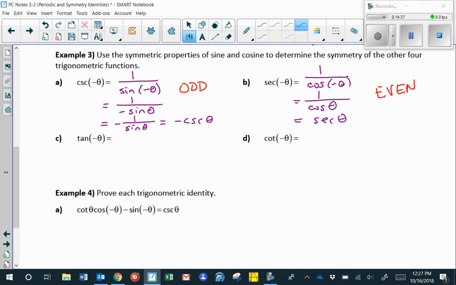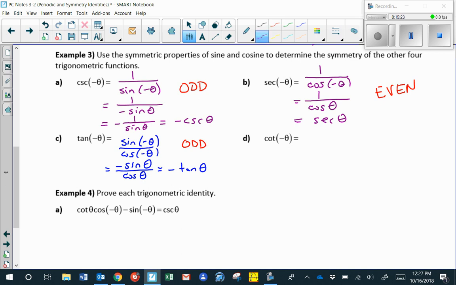Okay, now let's take a look at tangent. Tangent of the opposite of theta is equal to the sine of the opposite of theta over the cosine of the opposite of theta, which is equal to the opposite of the sine of theta over cosine of theta. Well, that's equal to the opposite of sine of theta over cosine theta, which is the opposite of the tangent of theta. Since tangent of the opposite of theta equals the opposite of tangent of theta, that makes the tangent function an odd function. Opposite inputs give opposite outputs.